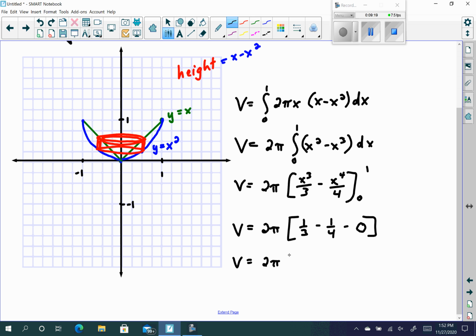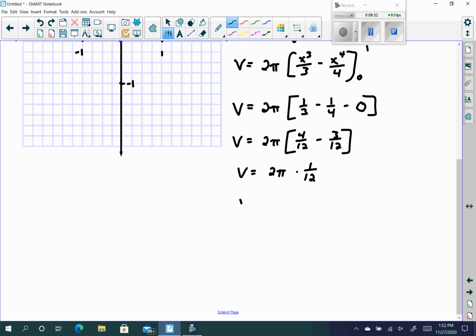Common denominator of 12, so we could say 4/12 minus 3/12. So we're going to get 2 pi times 1/12. So 2 pi over 12 is the same as just pi over 6 cubic units.